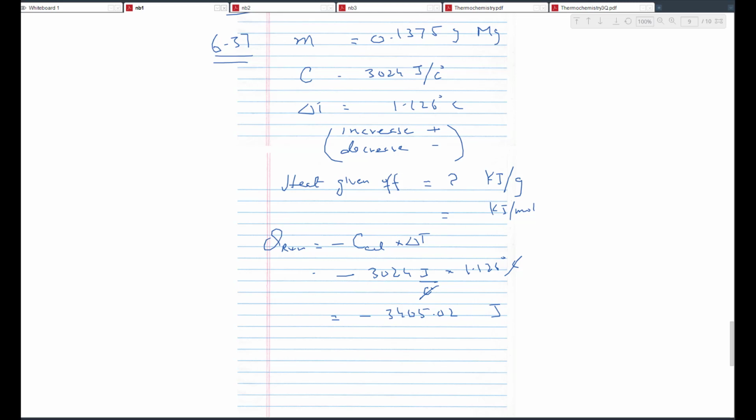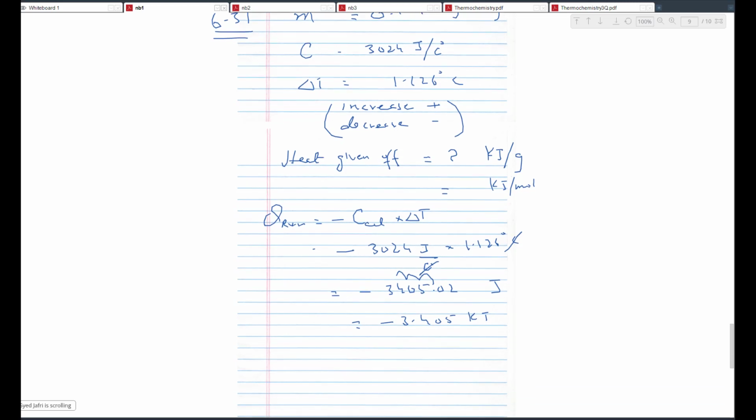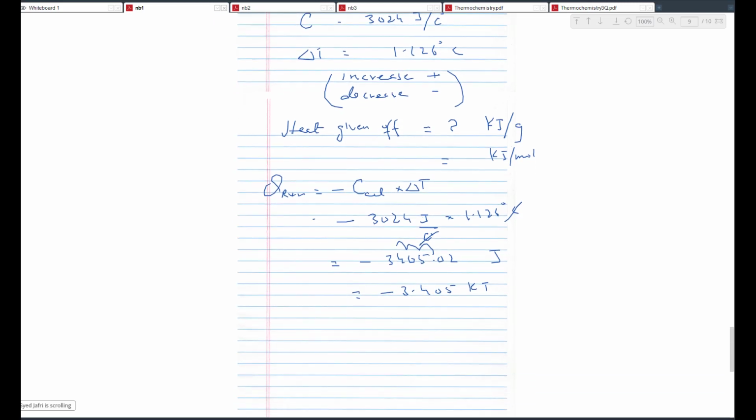They are asking in kilojoules? Let me see. Yeah, they are asking. So let me convert this into kilojoules. How can we convert this into kilojoules? You move the decimal 1, 2, 3. What do you get? Minus 3.405. That's the answer in kilojoules.